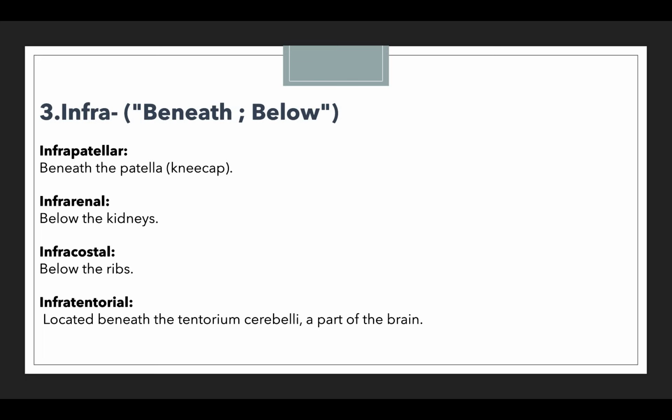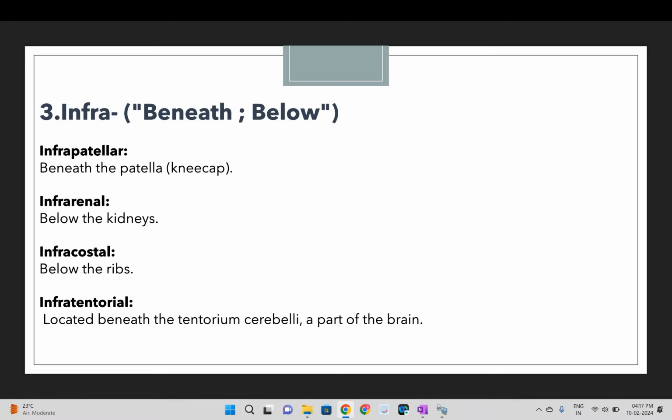Then we have infrarenal. Infrarenal means below the kidney. You can say beneath the kidney as well, right? But the most common thing is below the kidney. Let's say if something is below the kidney, then we will use the terminology infrarenal. Next example is infracostal, which means below the ribs.